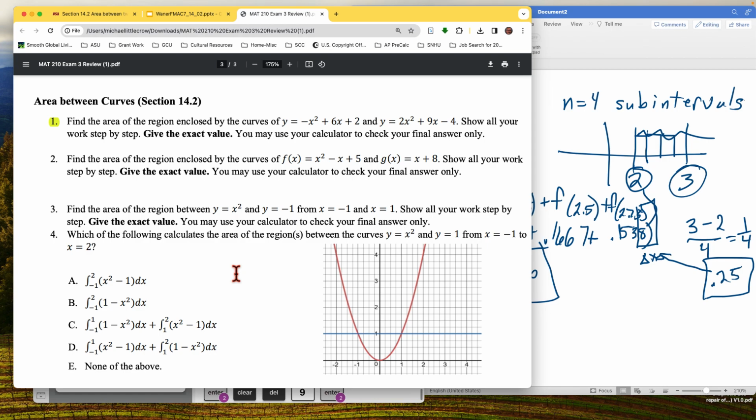Yes, sir. Number 1? Oh, because it's highlighted. Yeah, sure.